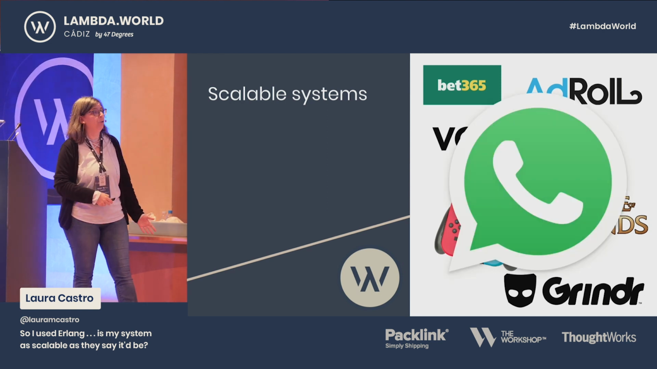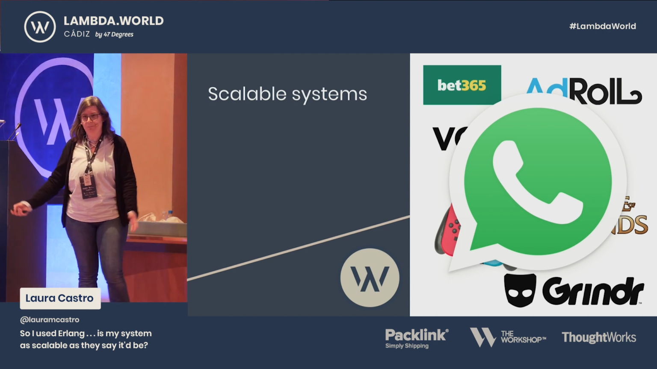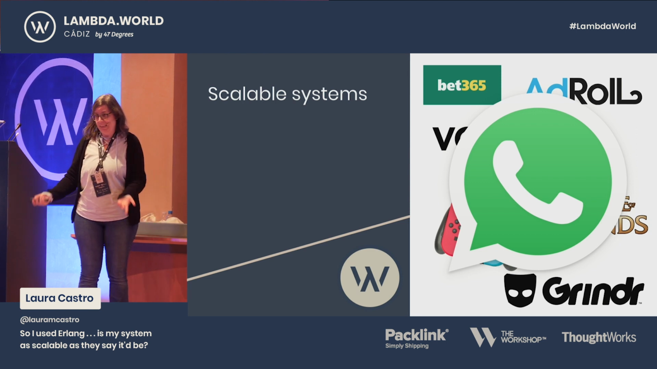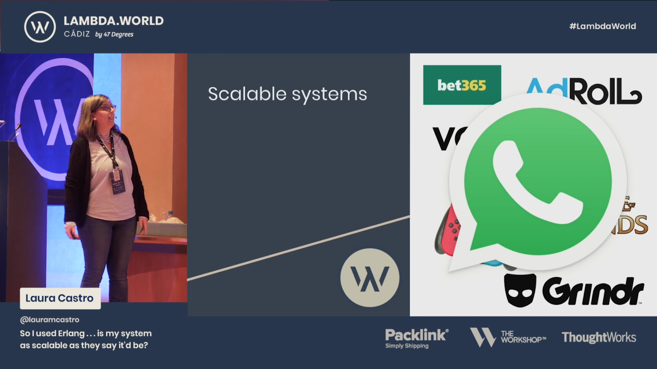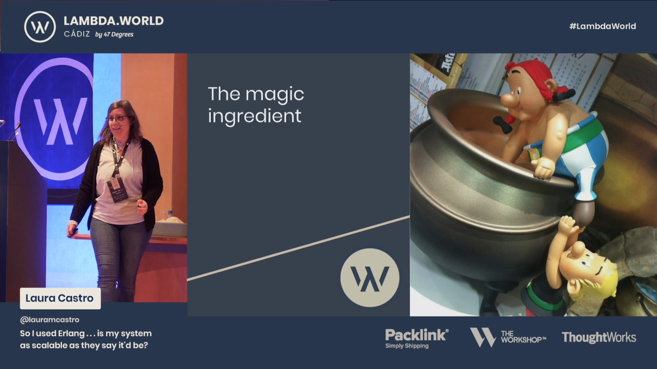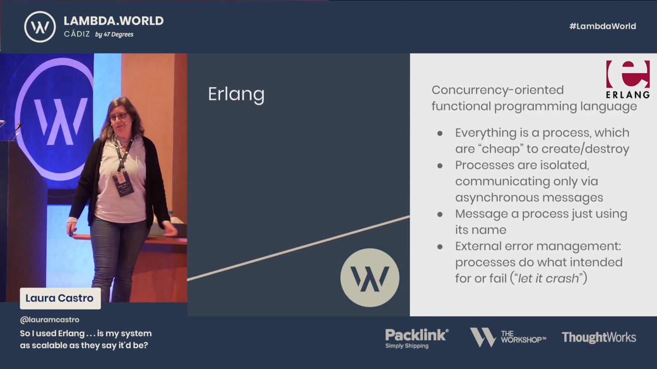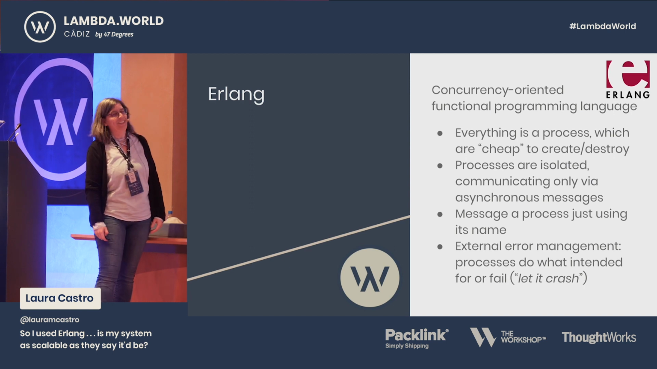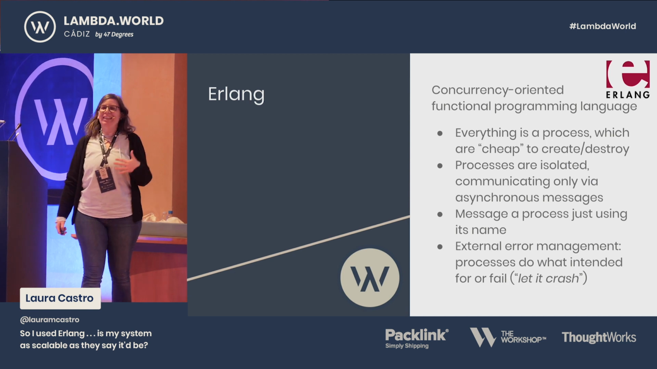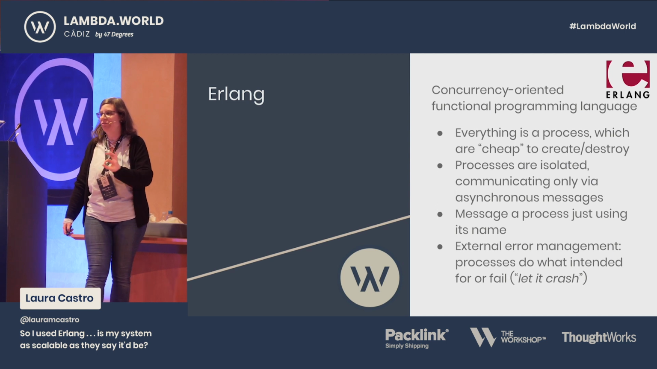And on top of this, I'm going to put WhatsApp. I'm not going to explain to you what WhatsApp is, because probably most of you use it. And by now, you probably guessed what all these systems have in common. Their backends are implemented with one very successful secret ingredient, which is, of course, Erlang. Surprise.